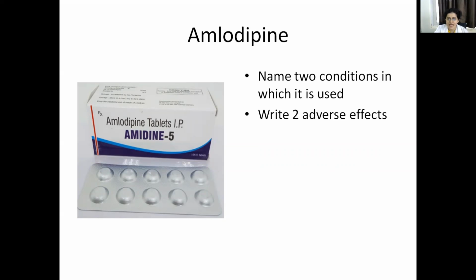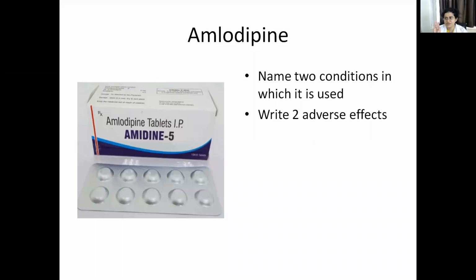And we know all the dipines, all dihydropyridine group calcium channel blockers, are powerful vasodilators of both pulmonary blood vessels and coronary blood vessels. So name two conditions in which it is used. One is hypertension, another one is angina. But in angina it is used only in a particular type, that is, angina of effort. It is not used in unstable angina or variant angina.